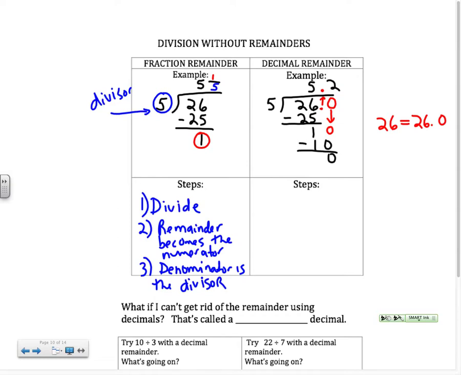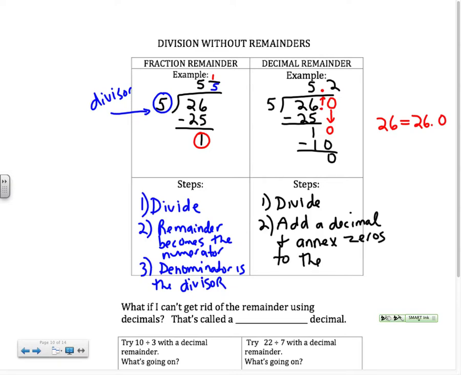So what were the steps here? Number 1, divide, like we just did. Number 2, if you see a remainder, add a decimal. And it's called annexing zeros. Annex zeros to the, what's that number called? Inside this. That's called the dividend. It's important to know your math vocabulary. So add a decimal and annex zeros to the dividend. All right, looks pretty easy.